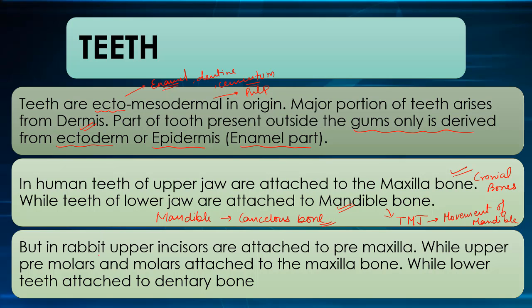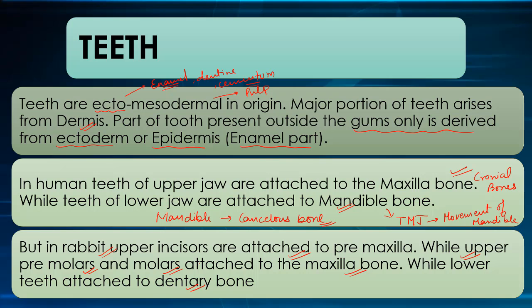But in the case of a rabbit, the upper incisors are attached to the premaxilla, while the upper premolars and molars are attached to the maxillary bone, and the lower teeth are attached to the dentary. So the arrangement of teeth in humans and rabbits is quite different.